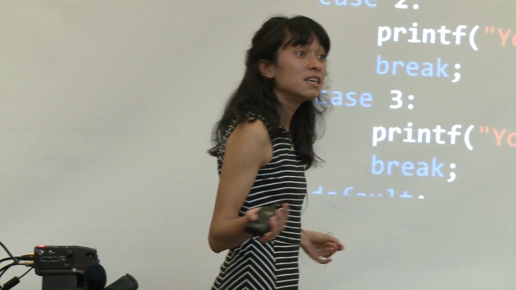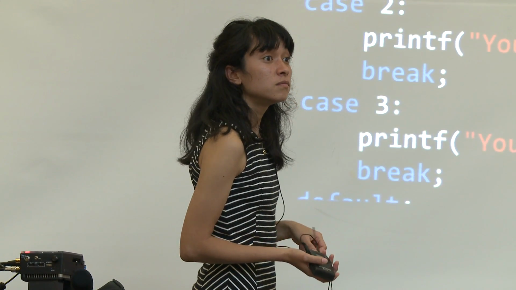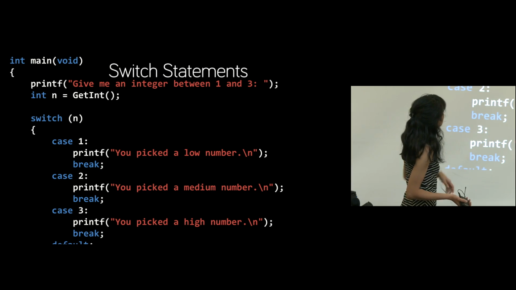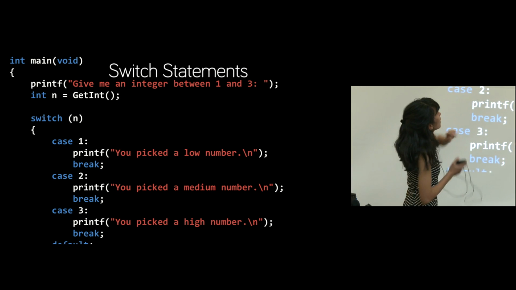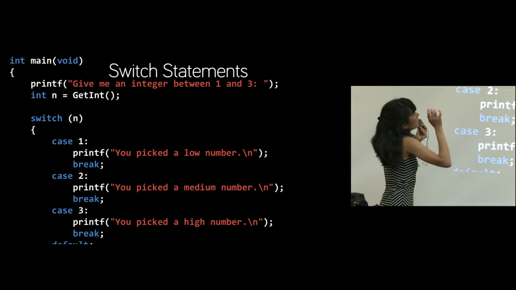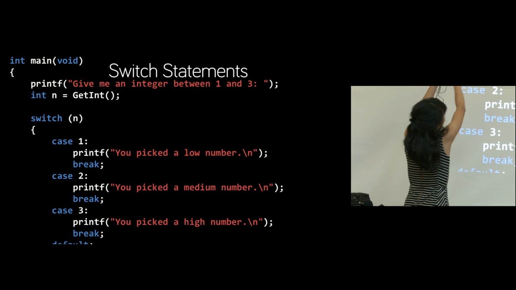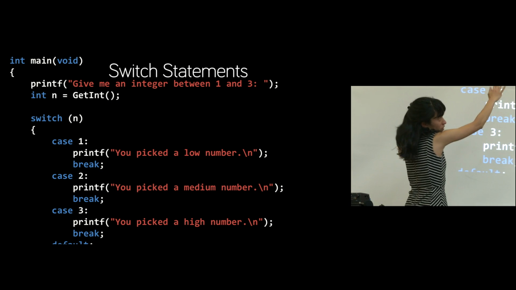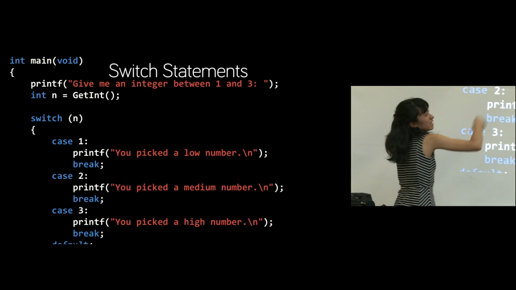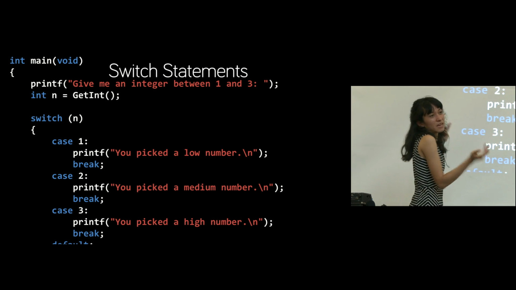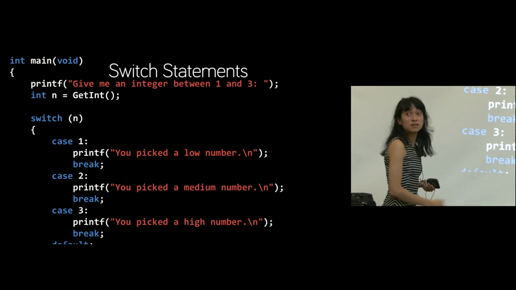Yes? Why is there not a backslash n in the first one? Oh, for up there? Okay, so there's no backslash n up there because of the get int. If you try this, it'll give you this prompt: give me an integer between 1 and 3. If I put the backslash n, it would take me to the next line, but I just wanted them to type the integer right after the colon. You could have put the backslash n. It's not a big deal.